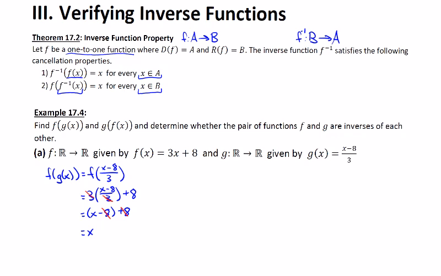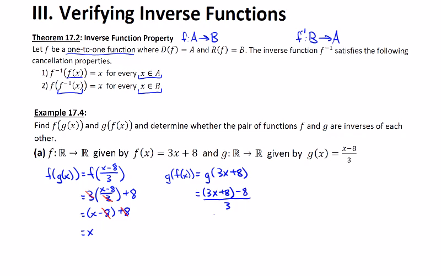So now we want to go ahead and find g of f of x, the opposite of f of g of x in terms of the composition, and we want to check to see does that same cancellation occur, or maybe a similar cancellation will occur. Maybe not exactly the same, but similar. So this is going to be g of 3x plus 8, which is going to be (3x plus 8 minus 8) all divided by 3.